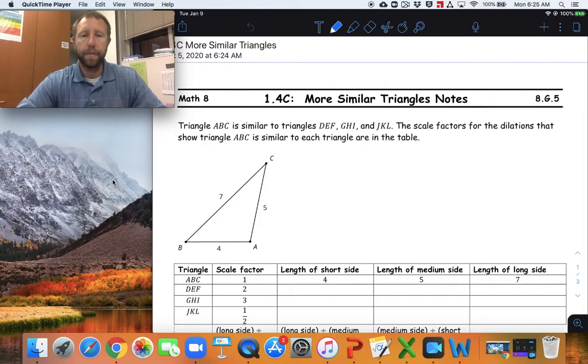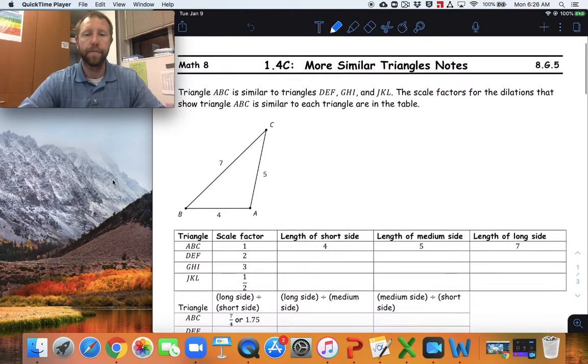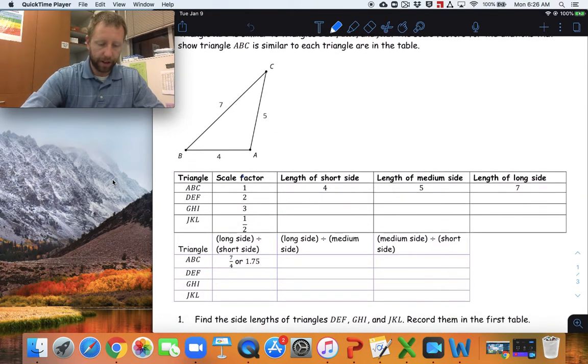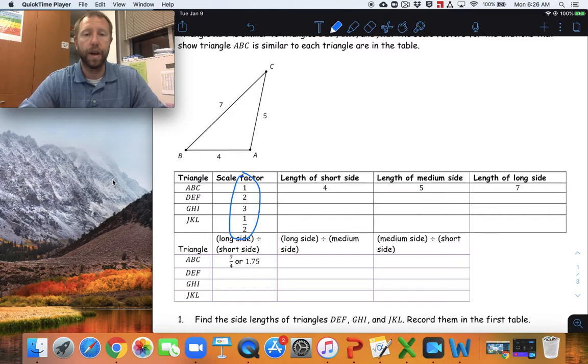So it says here, triangle ABC is similar to triangles DEF, GHI, and JKL. The scale factors for the dilations that show triangle ABC is similar to each triangle are in the table. So if you look down here, we've got all of our scale factors right here. Okay, so ABC, the scale factor is 1 because it stayed the same, right?